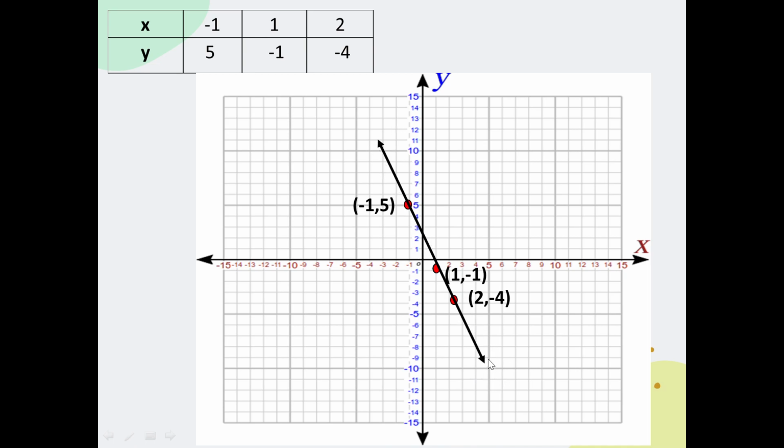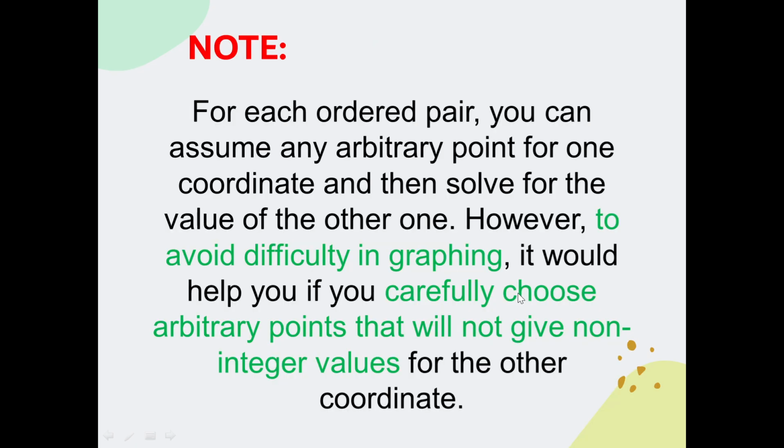Next, if x is negative 2, so ito po yung magiging sagot, negative 4. No? So, careful po tayo sa sign dito sa pag-substitute. Baka magkamali kayo, then ang mangyayari niyan is hindi na magiging straight line. So, importante po yung sign dito.